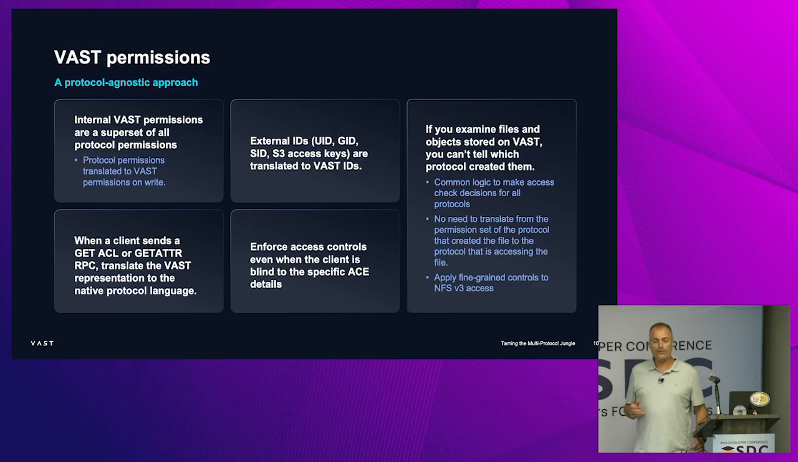And if you examine a file internally on VAST, you cannot tell if that file was created from NFS, SMB, or S3, in a good way, because this makes the life of the developer easier, because we have one access check logic for all protocols, which means that no matter which protocol you're using to access your data, you will get the same access check behavior, either allow or deny, but you get the same behavior.